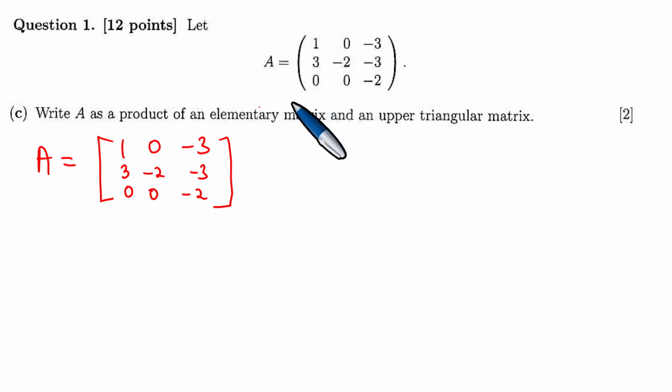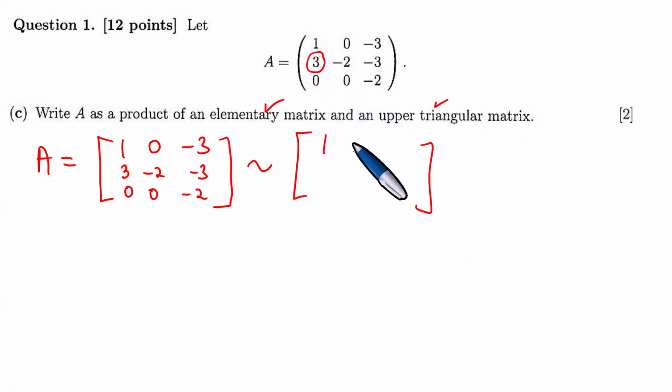So now, given this matrix, you need to write A as a product of an elementary matrix and an upper triangular matrix. So what do we do? We take this matrix and we row reduce it to the final result they want, upper triangular matrix. So we want to make it upper triangular. We just need to make sure that this entry here becomes a 0. And therefore, the first row stays as it is.